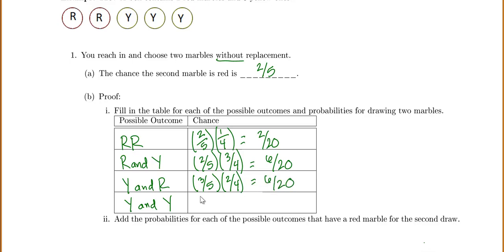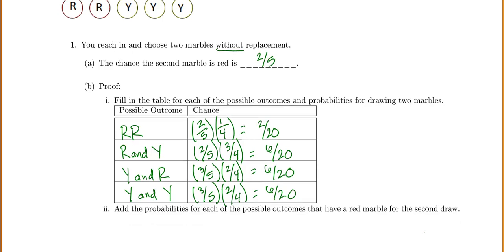And then if I want yellow and yellow, there are 3 yellows to choose from the first time. But if I pull one marble out and I don't put it back, now there's only 2 yellows out of a total of 4. So this would be 6 out of 20. Now just to double check, if I add all these up, 2 plus 6 plus 6 plus 6, that does give me 20 out of 20. So all of my chances add up to 1. All of your chances should always add up to 1.